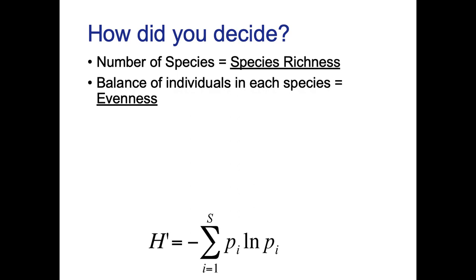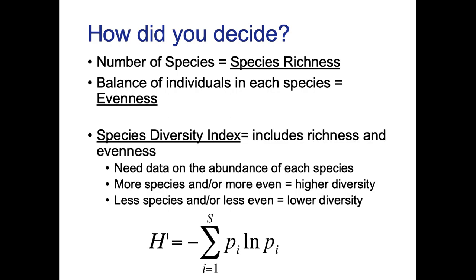So we call this evenness. It's the distribution of individuals among the different species. If it's very biased towards one species, then the species diversity is lower and the evenness is lower. If it's more even across the different species, then it has higher evenness and higher species diversity. And species diversity includes both richness and evenness.